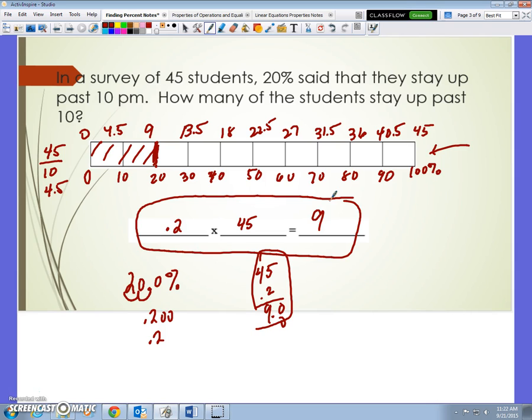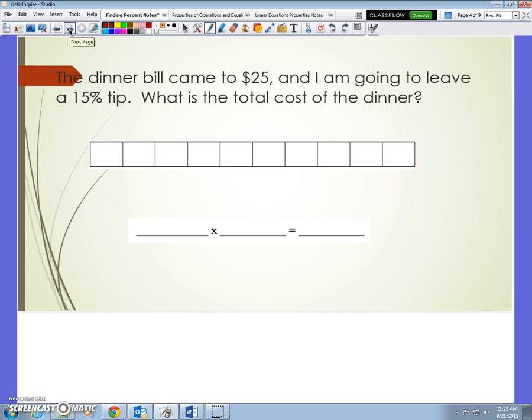All right, and it's going to help us when there's some percents that are really hard to figure out. Let's look at one more that we've done before, and it says the dinner bill came to $25, and I'm going to leave a 15% tip. This is 100% right now. So let's divide this up like we have been. 25 divided by 10 equals 2.5. So I'm going to say each one of these could represent 2.5.